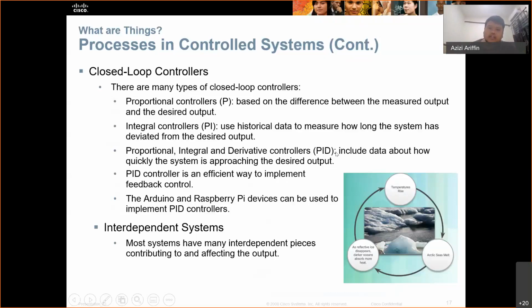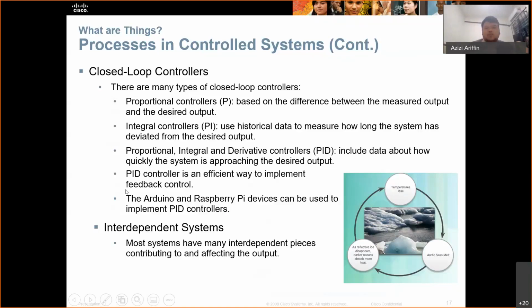So kita include data about how quickly the system approaching the desired output. Kita ada PID controller, which is more efficient way untuk feedback control. Maksudnya kita akan sentiasa ambil output dan kita akan as input, kita ambil sensor input punya variable sensor, dan kita akan sentiasa check dengan dia punya output.